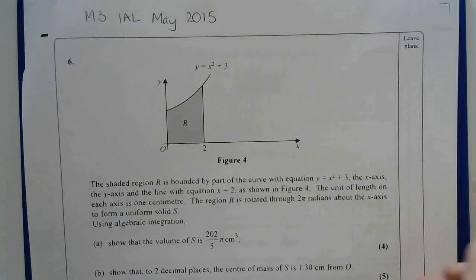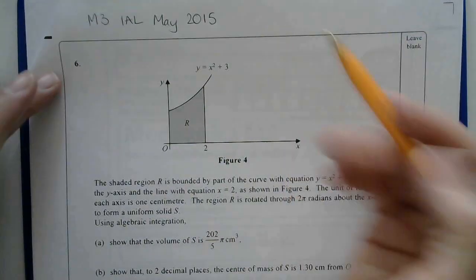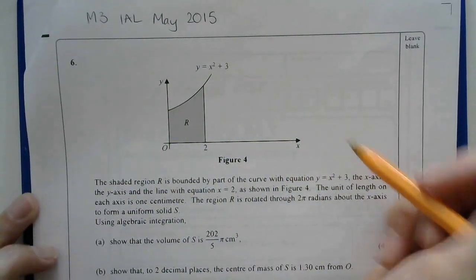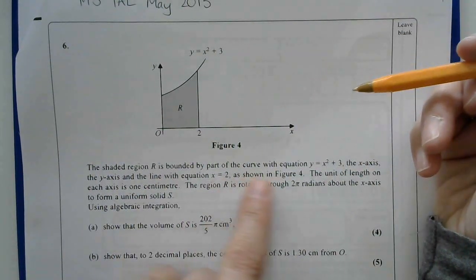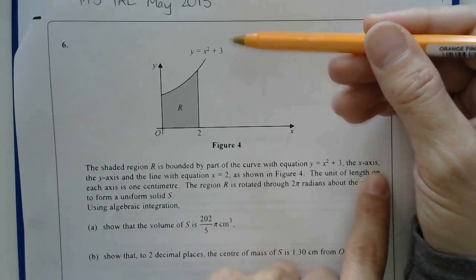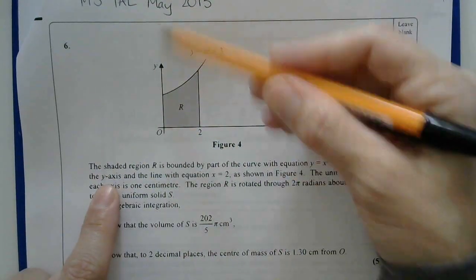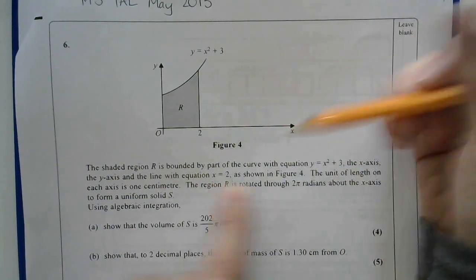Hello, so today I'm looking at M3 International A-Level, May 2015. This is question 6. Here I have the shaded region R is bounded by part of the curve with the equation y equals x squared plus 3, the x-axis, the y-axis, and the line with equation x equals 2, as shown in this figure.